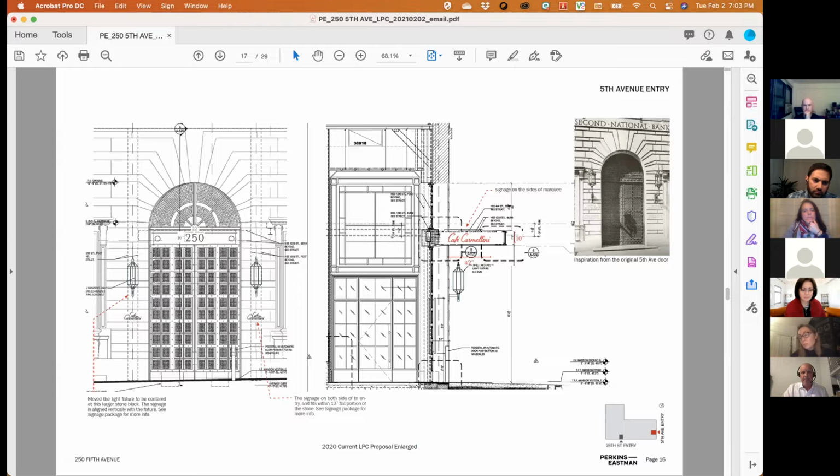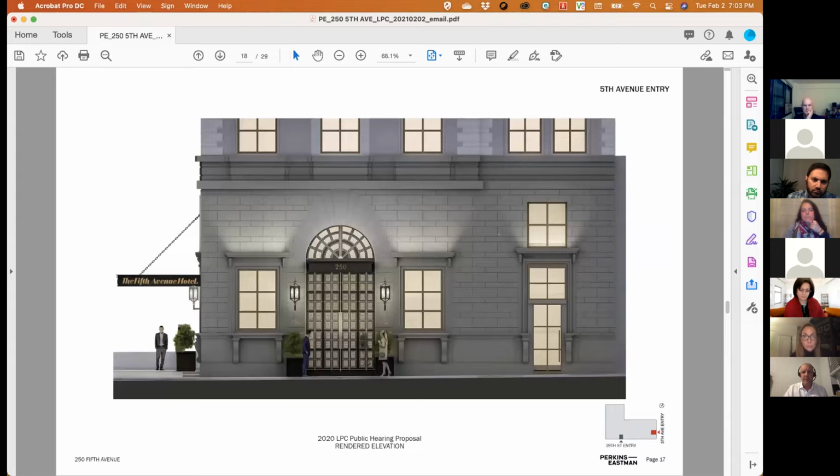And then with the eyebrow little canopy there. This is a rendered elevation. So you can see that would have a little bit of glow behind it. So at night it would really be nice. The idea also is to give a little bit of privacy to the restaurant, so you're not actually looking in there. So that's why we thought that this opacity would be quite interesting.